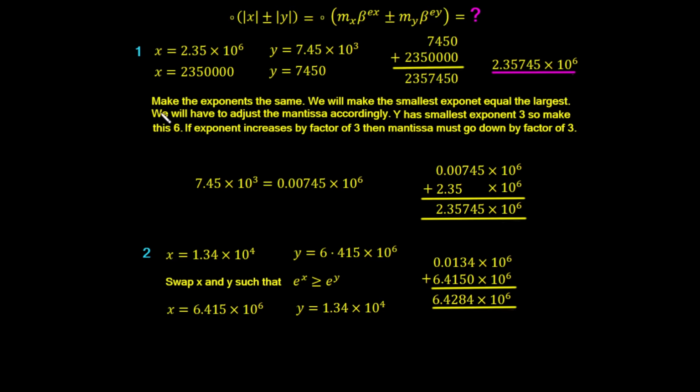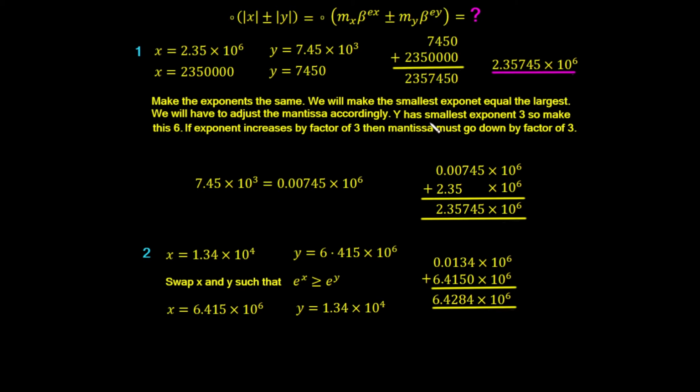So what we want to do is make the exponents the same before we do the addition. That means we could make the smallest exponent equal to the largest exponent, or equally we could make the largest exponent equal to the smallest exponent. The route that we're going to take here is to take the smallest exponent and increase it to the size of the largest exponent. Whenever we do this, we're going to have to then reduce the size of the mantissa accordingly.